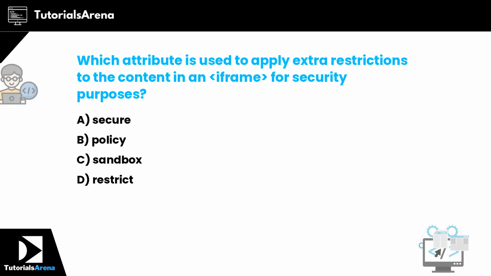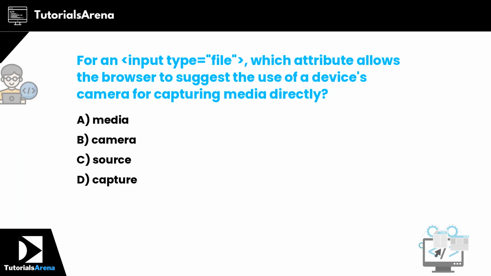Which attribute is used to apply extra restrictions to the content in an iframe for security purposes? The correct answer is option C, sandbox. For an input type equals file, which attribute allows the browser to suggest the use of a device's camera for capturing media directly? The correct answer is option D, capture.